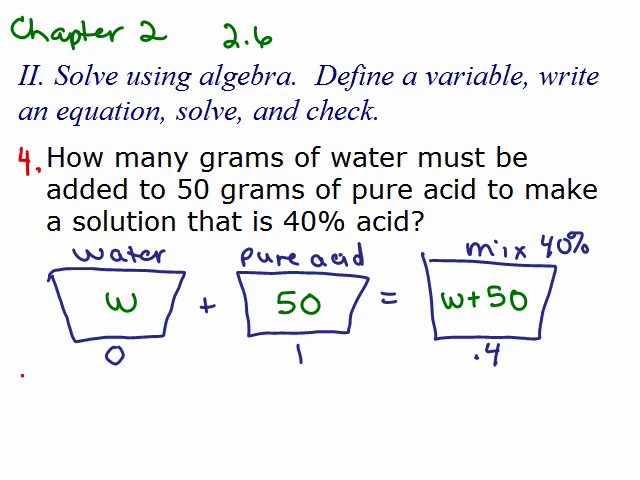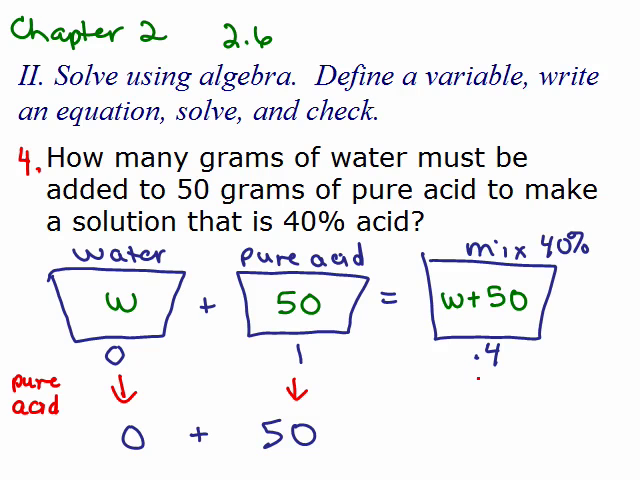Now we're going to figure out how much pure acid is in each container. How much acid is in the water? 0. You could write 0 times W, but of course in water we know there's no acid. Now how much pure acid is in here? How much pure acid is in all that pure acid? The entire container, 50. Again, you can write 1 times 50, but of course 1 times 50 is 50, just like W times 0 is 0.